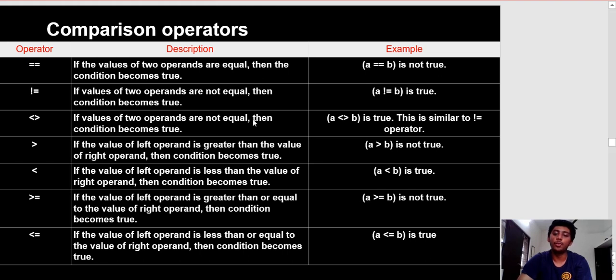And this operation will also do the same. It will check whether a is not equal to b. If the condition is satisfied, it will print true. Greater than, it will check whether a is greater than b or not. If a is greater than b, it will print true. Less than, it will check whether a is less than b or not. If the condition is satisfied, it will print true. Greater than or equal to, if a is greater than or equal to b, it will print true.